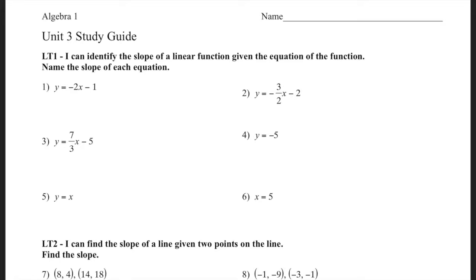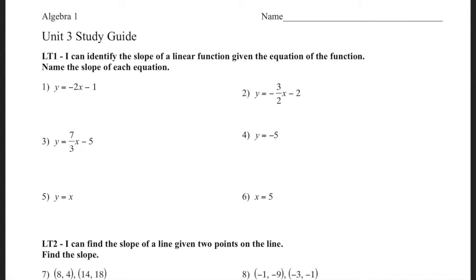So this unit was all about slope: finding the slope from an equation, finding the slope from a graph, finding the slope from 2 points, and being able to write an equation from a slope and a point. And it was about horizontal lines and vertical lines and parallel lines and perpendicular lines and just everything about slope. So remember that slope basically means the steepness of the line.